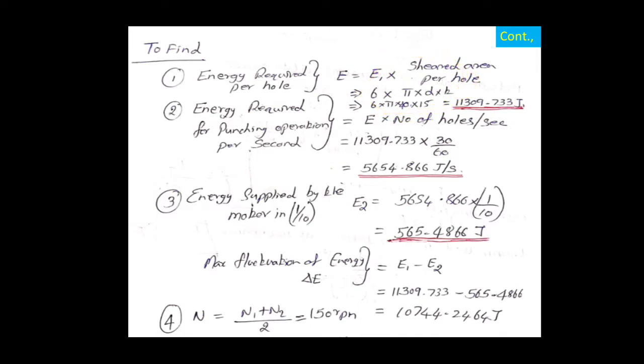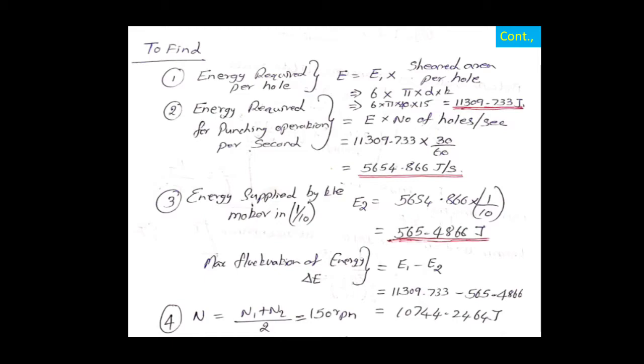The energy required for the punching operation per second is equal to E into the number of holes per second. So the number of holes is equal to 30 divided by 60. Why do we put 30 by 60 here? The problem mentioned that 30 per 60 will be there. So 30 holes per second. Per second, the energy supplied by the motor is 1 by 10.